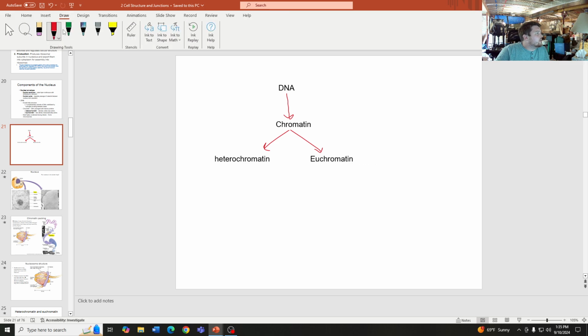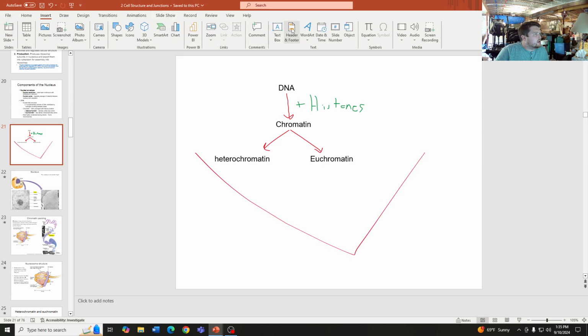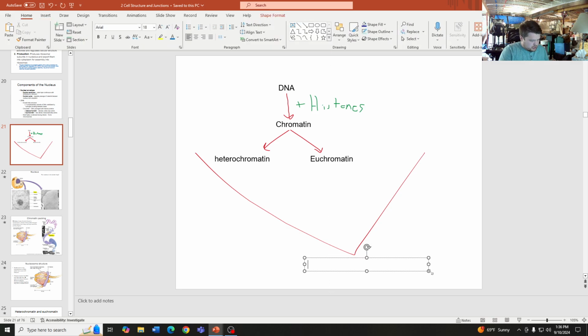And let's add in histones. I need one of those little pen pads. Histones, add in histones. I think there's an E. Here we go. DNA plus histones gives us chromatin. And then when chromatin DNA is fully packed, super, super tightly, they're chromosomes.